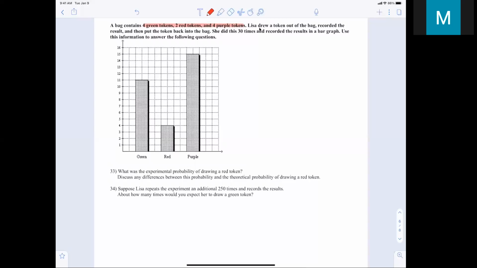You did 4 out of how many times? Right, 4 out of 30. So your experimental probability is just 2 out of 15. Yes? That makes sense? Right, right. Now, this is the experimental probability. What's the theoretical probability, Ashley, of drawing a red?